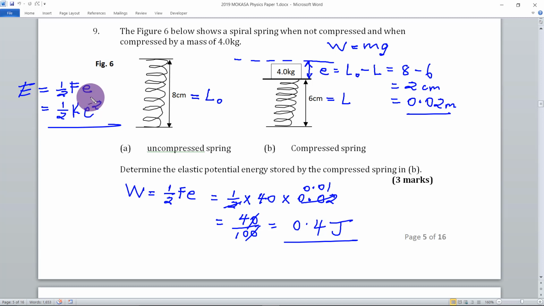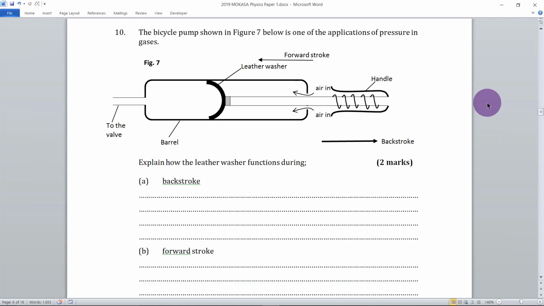So let's move over to question 10. So here we have it. In question 10, we are told that the bicycle pump shown in figure 7 below is one of the applications of pressure in gases. So this is a bicycle pump. Explain how the leather washer functions during the backstroke and the forward stroke.